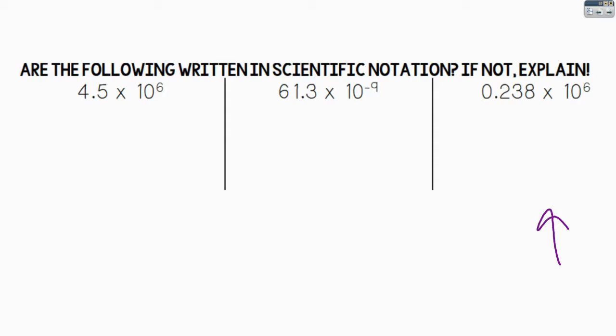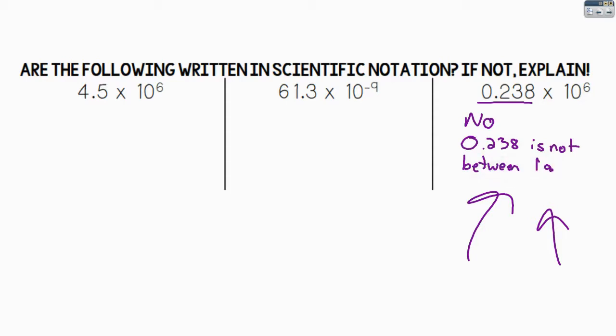If I look at this one right here, that answer would be no. Why is it no? Well, if I look at this number, it is not between 1 and 10. 0.238 is not between 1 and 10. And that would be my answer. So make sure when you answer this question, you are not just saying yes or no, you are also explaining. So I want to pause the video here. Look at this first one. Is this first one 4.5 times 10 to the 6? Is it in scientific notation?